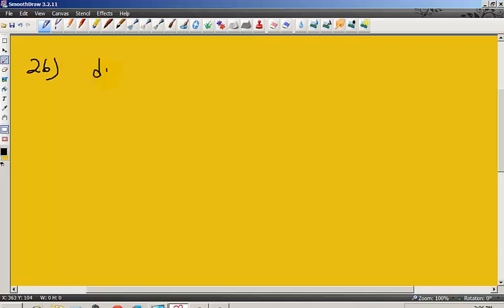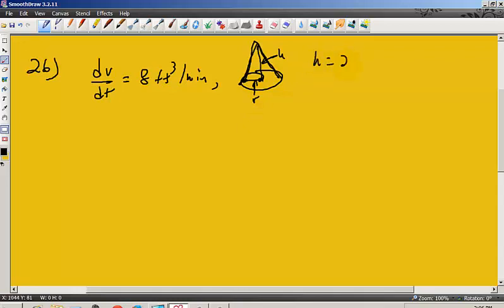Okay, stop. That means volume is changing because it's cubic feet, 8 feet cubed per minute. Okay, stop. I've got to draw a picture. Conical pile. Alright, go ahead. I'll call this my radius, and call that my altitude, which is my h, and that's my r. And it said h is twice the radius. Go.